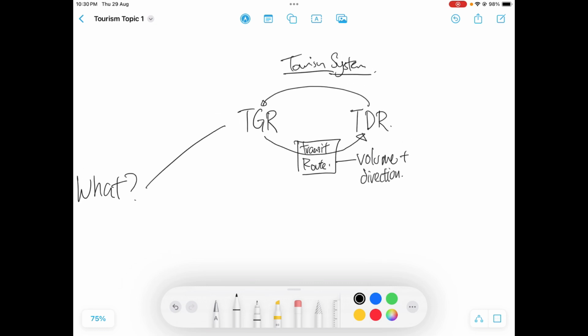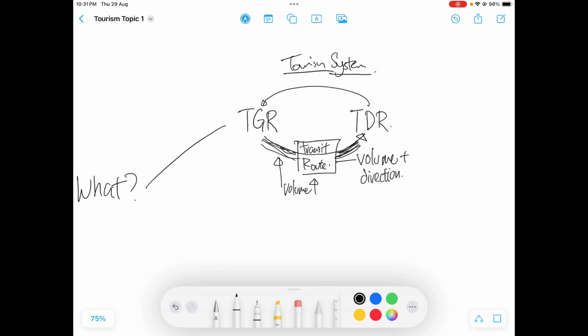So the key components of a tourism system, basically the tourist generating region sends people to the tourist destination regions via transit routes. And on the other hand, you can see that the volume and the direction is determined or influenced by the transit routes that are available. Okay, and the volume of travel will increase if there are more transit routes. This volume will increase.